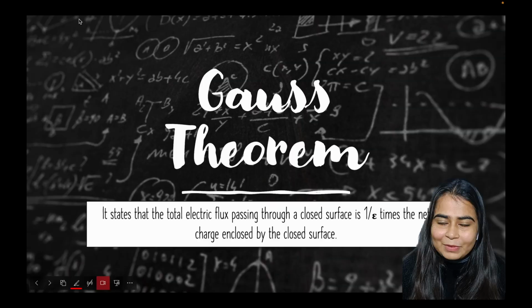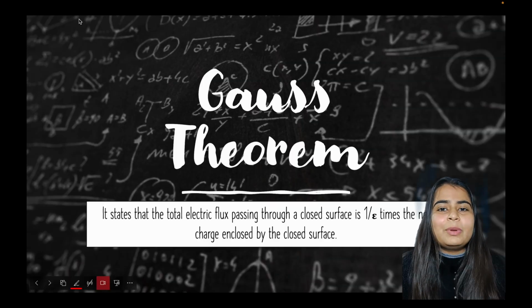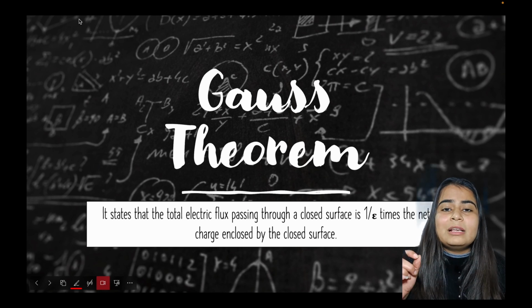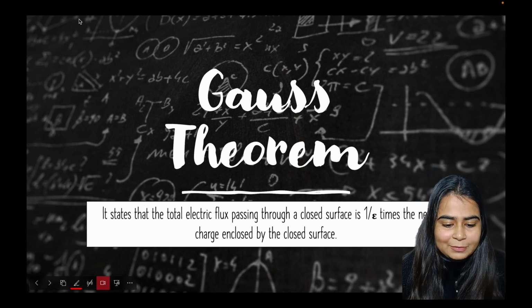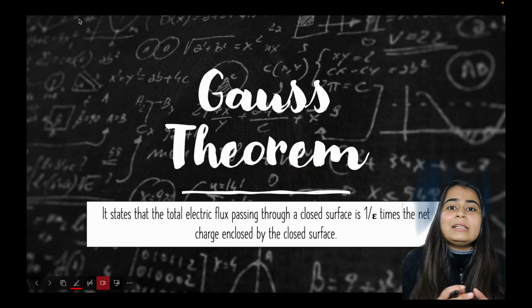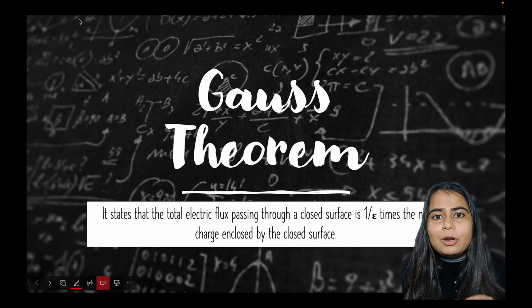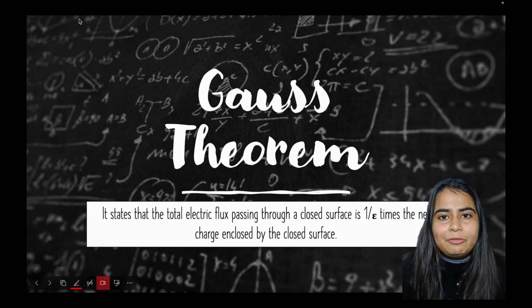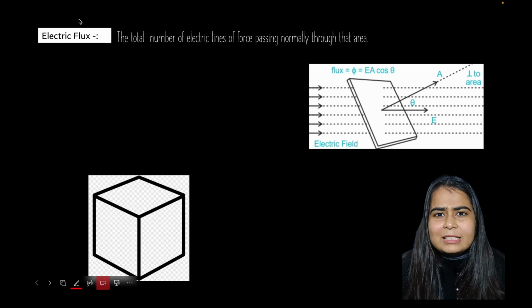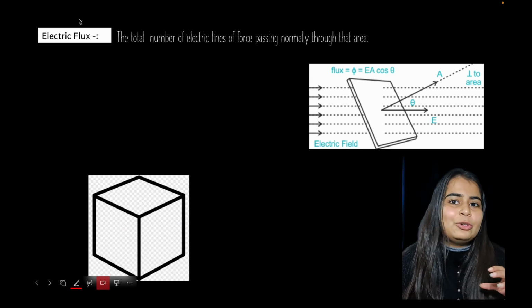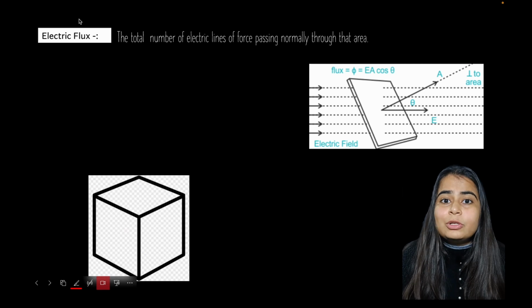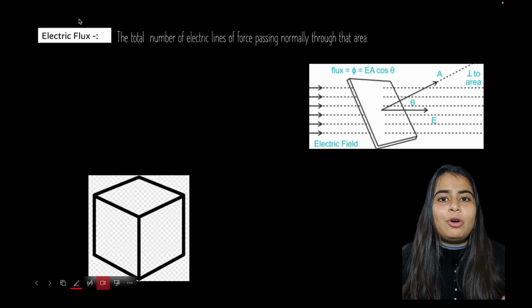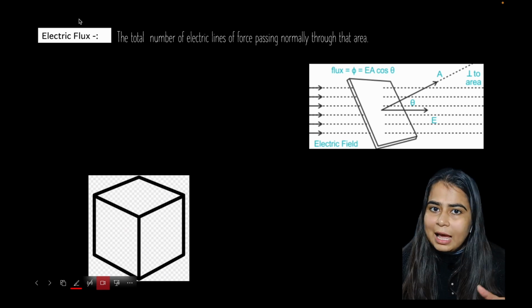So let's start. Before I start with the terms related to it, it is very important to understand the meaning of the term electric flux. Electric flux means the number of electric field lines passing through a unit surface area. Now, let's discuss it more simply without going into the terminology. This electric flux basically deals with the number of electric field lines.